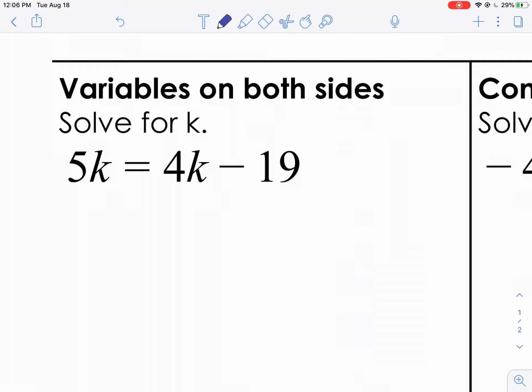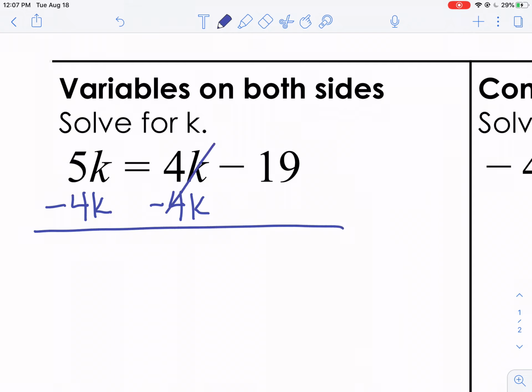So this is a situation where we have variables on both sides. I can see that there's a k here as well as a k here. So I want to get those k's to be on the same side. So I'm going to go ahead and take this 4k and move it to this side. What that looks like is, since this is a positive 4k, I want to do the opposite of that, which is subtracting 4k. I'm going to subtract that 4k on both sides.